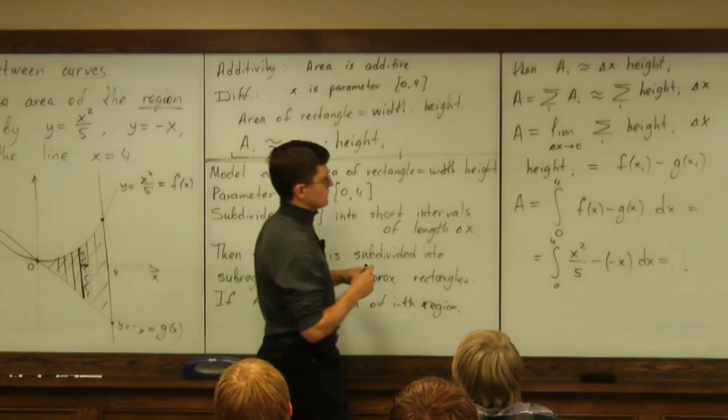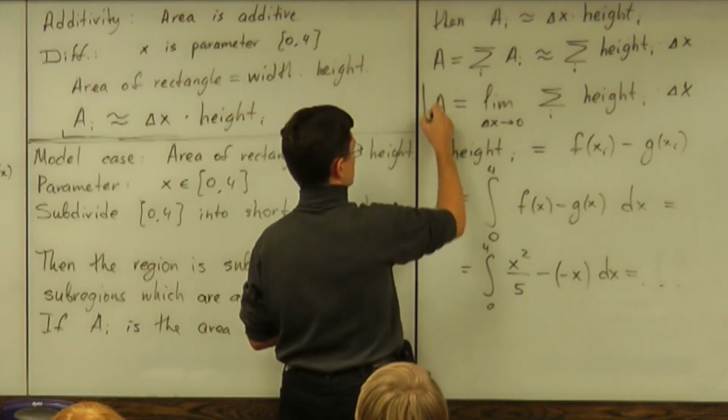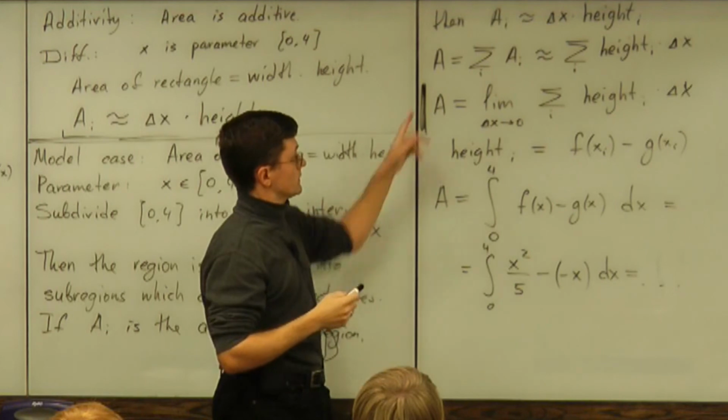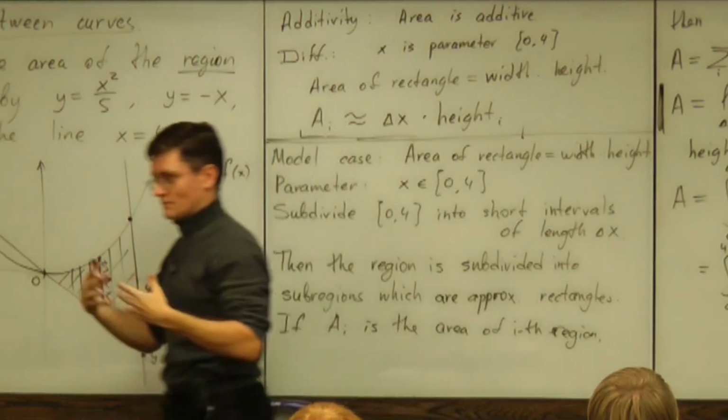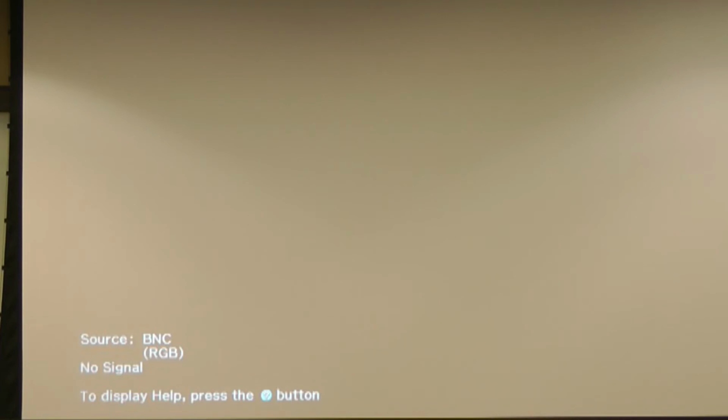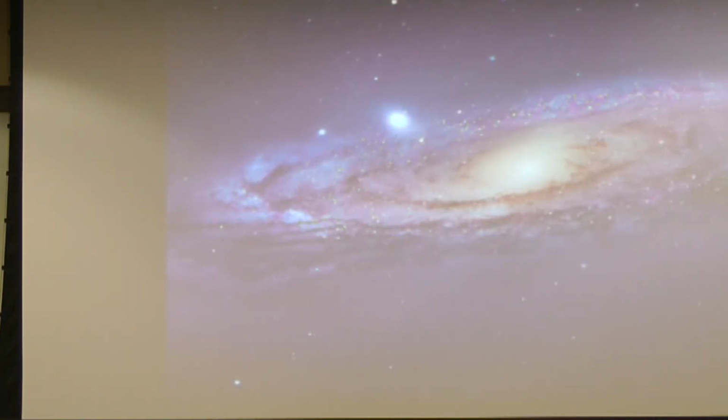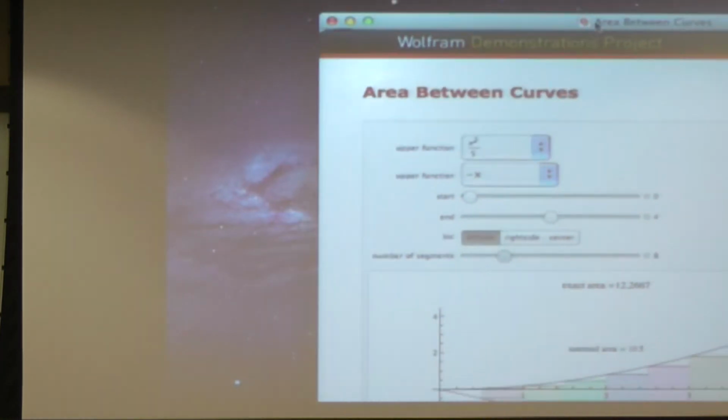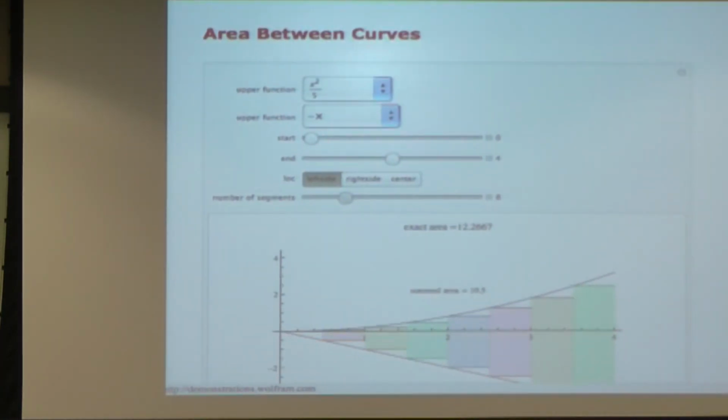Now, let me illustrate this step right here. When I said that those approximations become the area as I take the limit. So I borrowed this demonstration from Wolfram Demonstrations Project. If you go to the Wolfram website, there are thousands of demonstrations like this on different subjects, including calculus. And this is the one about area.